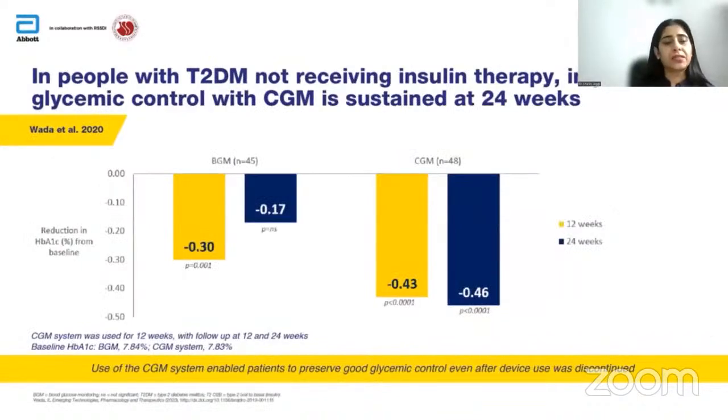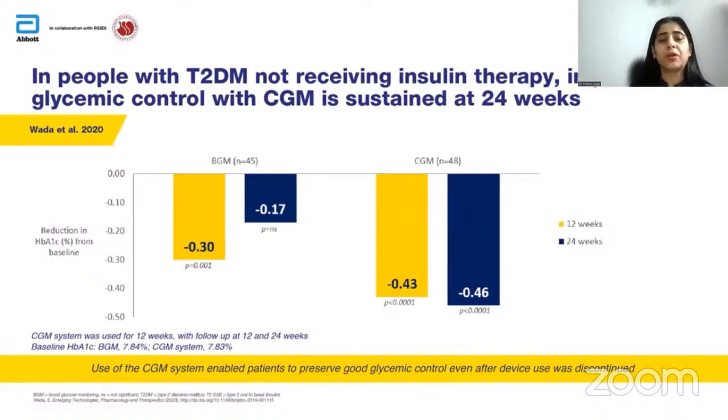This is the Vadà et al. study published in 2020 in people with type 2 diabetes who are not using insulin. Again, you can see a marked improvement in glycemic control when CGM technology is used, and this is sustained at 24 weeks. So you can see a reduction in HbA1c from baseline in the BGM group versus the CGM group.